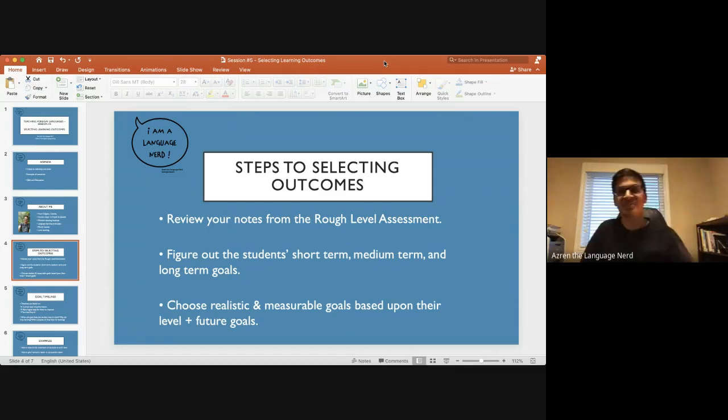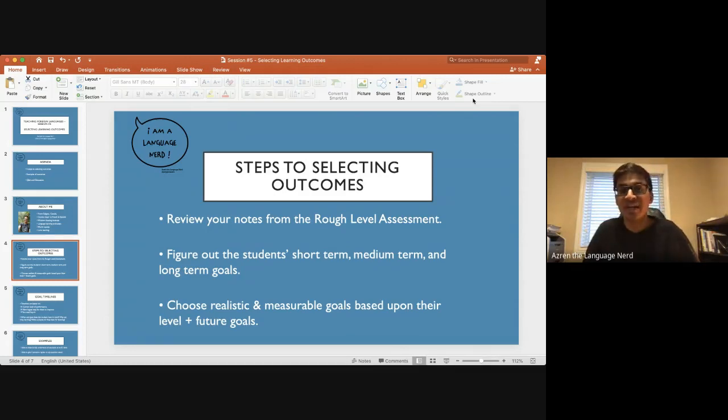All right, so let's talk about selecting outcomes. Let's talk about the 3 major steps. The first step is you have to review your notes from the rough level assessment. In the previous session, we talked about how to do a level assessment, how to get an idea of what level the student or students have. We talked about a system to do so. So you're going to have to review your notes, because that's going to be the basis of one of the key elements of selecting learning outcomes.